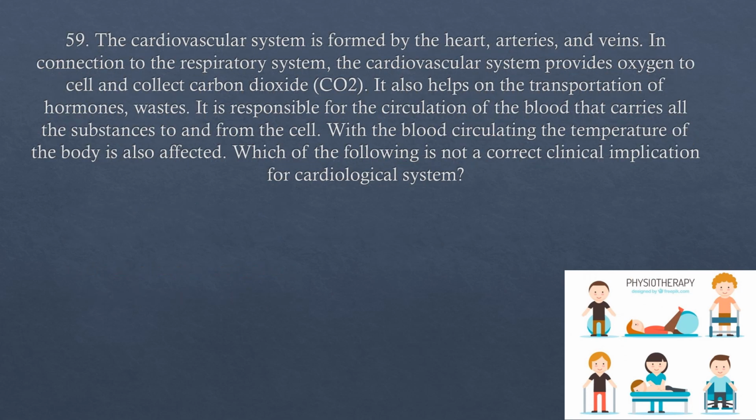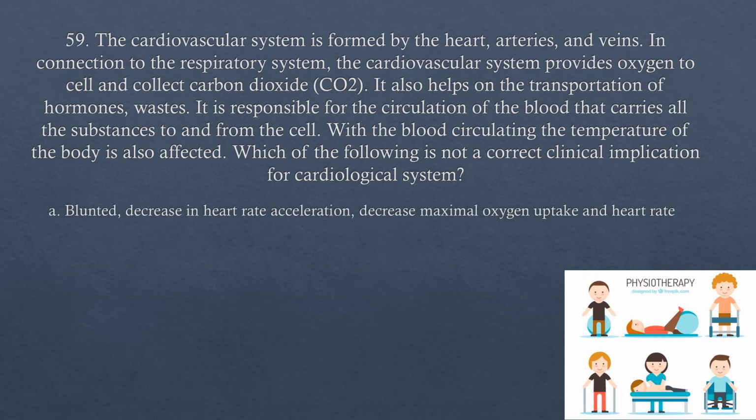Question number 59. The cardiovascular system is formed by the heart, arteries, and veins. In connection to the respiratory system, the cardiovascular system provides oxygen to cells and collects carbon dioxide. It also helps in the transportation of hormones and wastes. It is responsible for the circulation of the blood that carries all the substances to and from the cell. With the blood circulating, the temperature of the body is also affected. Which of the following is not a correct clinical implication for the cardiovascular system?